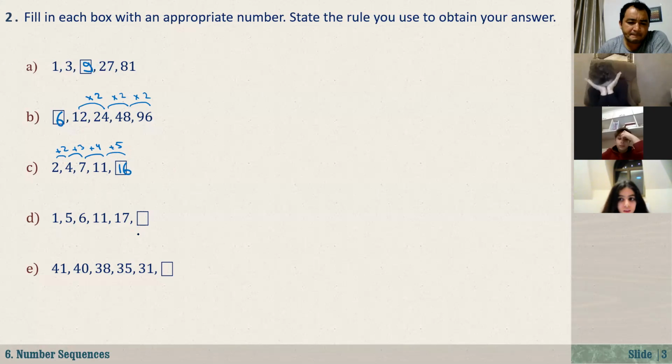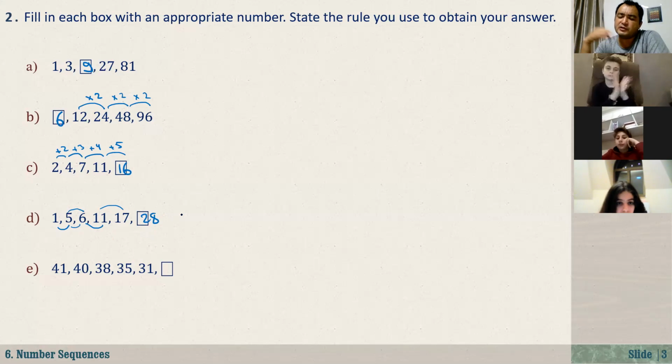How about D? D will be plus 4 plus 1 plus 6. 1 plus 5, it is 6. 5 plus 6, it is 11. 6 plus 11 is 17. 17 plus 11, it should be 28. So we are just adding the previous two terms to get the next term, right?